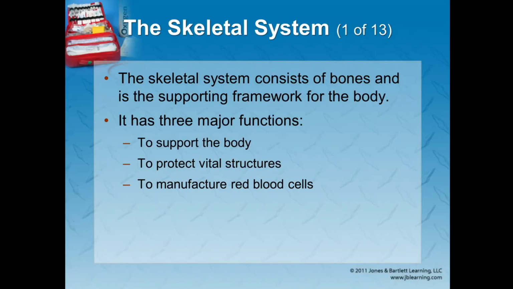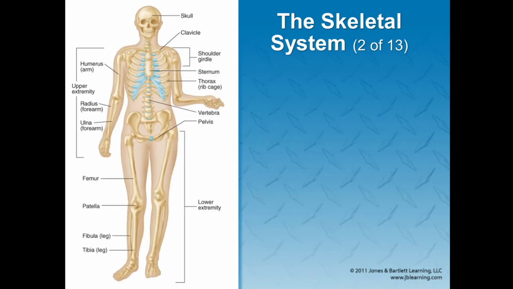Then we move on to the skeletal system. The skeletal system consists of bones and is the supporting framework of the body. It has 3 major functions: to support the body, to protect vital structures, and to manufacture red blood cells. In this diagram, you can see the skeletal system and all major bones located within the body.